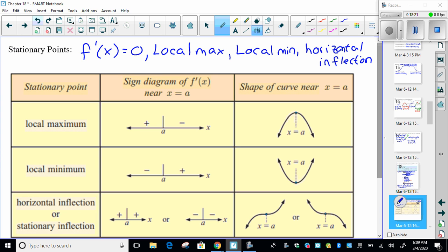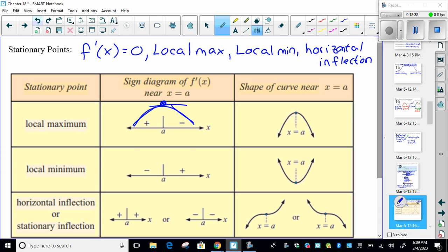There is a local max when I go from a positive slope to a negative slope. Think about this. A positive slope goes like this. A negative slope goes like this. So where those two meet, my slope is 0. It's technically more curved like that. But that's where a local max is, when it changes from a positive slope to a negative slope.